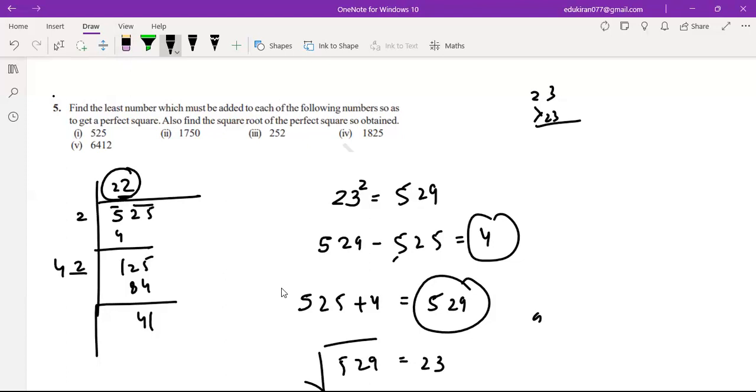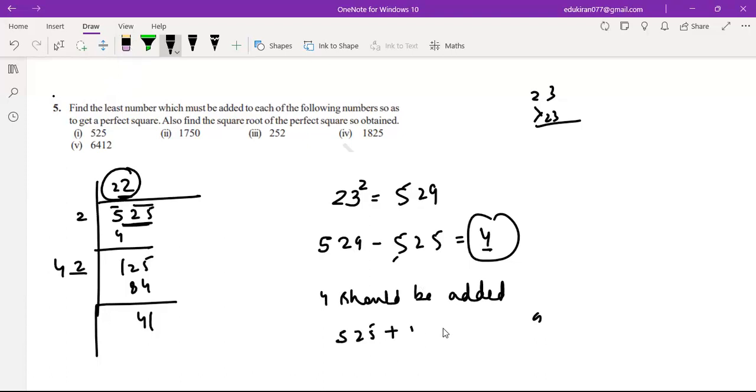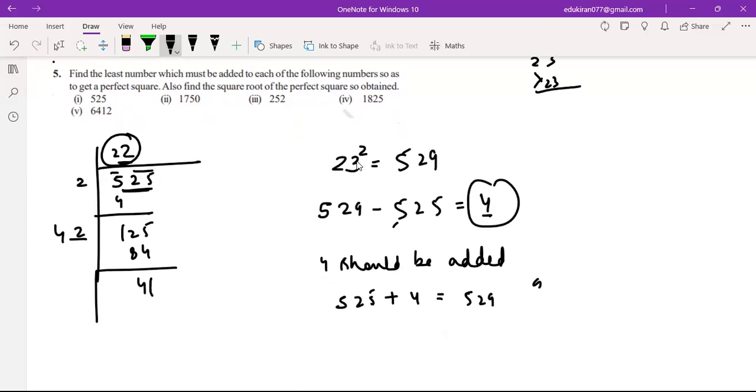Okay. So basically, you don't have to do this one. You have to only find the number that should be added, so that it becomes a perfect square. So if you subtract it, you get 4. So 4 should be added. Right? 4 should be added to make this number a perfect square. Clear? If in this one, to 525, I add 4, I get 529. Yes? Of course, 529 is the perfect square of 23.